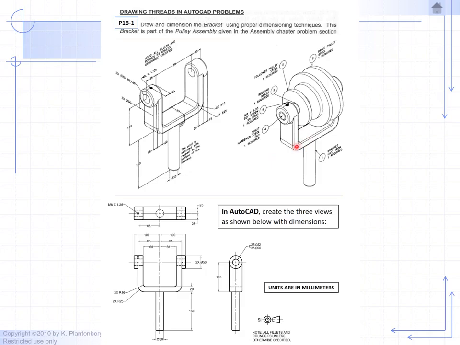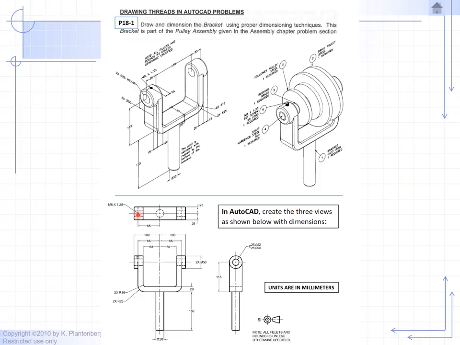So for our assignment, we're going to model in AutoCAD the bracket or the fork. We're not going to draw the entire assembly. We will cover assemblies in the next chapter. So our assignment is to just create the drawing for the bracket or the fork. You're going to create a front view, top view, side view, and you are going to add dimensions. And here's our thread callout. This assignment is in millimeters. Units are in millimeters.